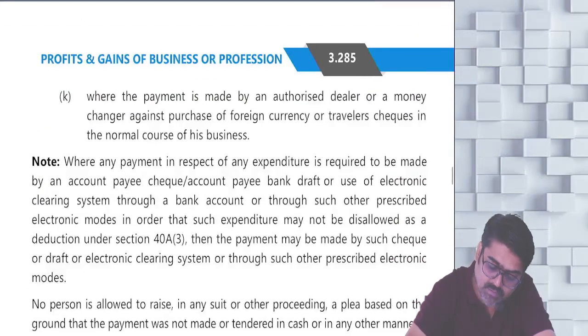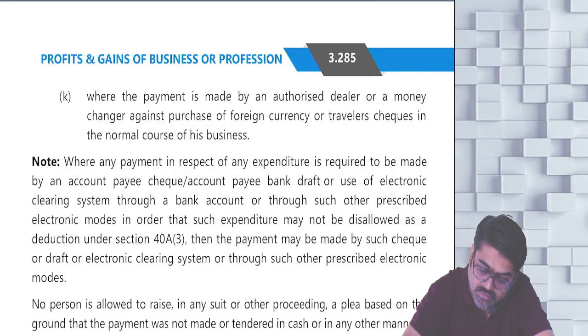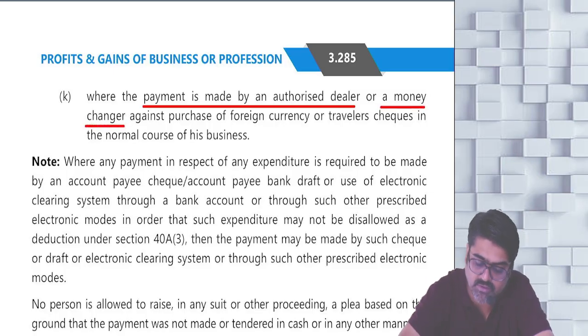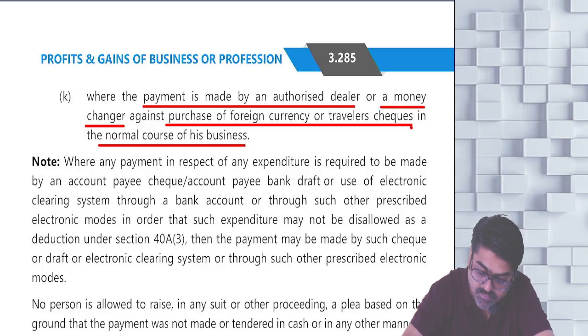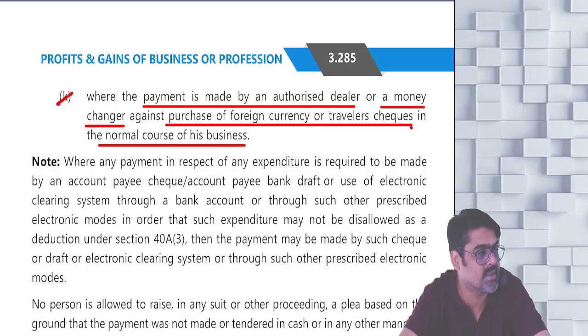Where the payment is made by any authorized dealer or a money changer against purchase of what? Foreign currency or traveler's check in the normal course of his business. So in the normal course of your business, you are a money changer, you are an authorized foreign currency dealer, yes or no? So in the normal course of business, people will come and give you foreign currency. People will come from outside India, they will give you traveler's check.